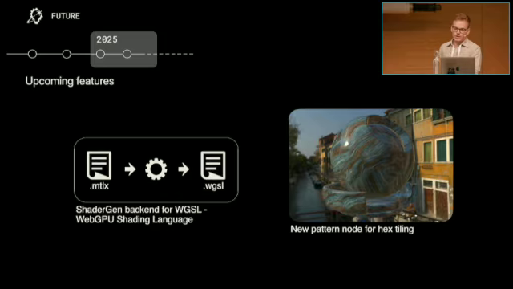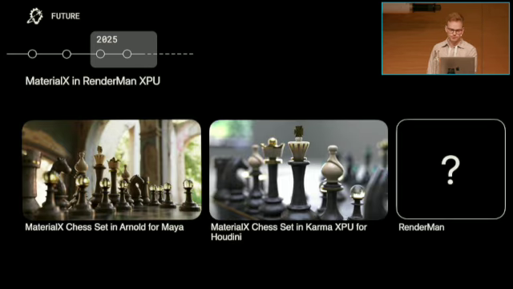Okay, now I want to give you a sneak peek of what the future brings. A new shader gen backend has been in the works, and that lets you generate code for the WebGPU shading language. And a new pattern node has been added for hex tiling, shown here in the MaterialX viewer. And both features will be included in an upcoming MaterialX release.